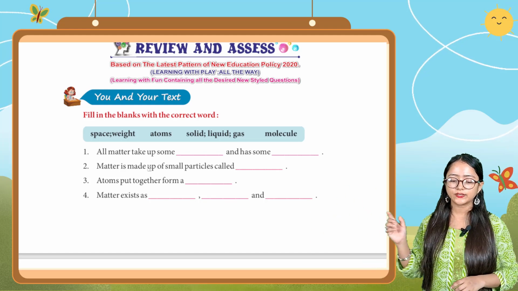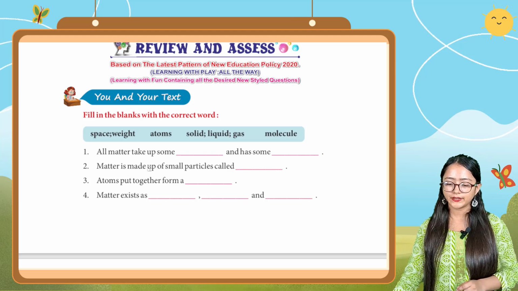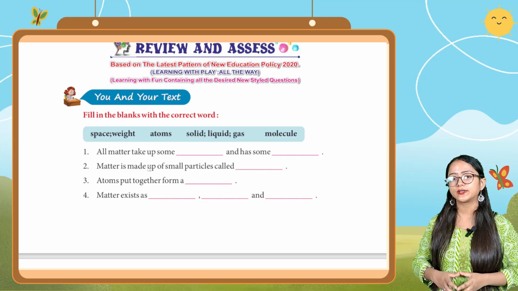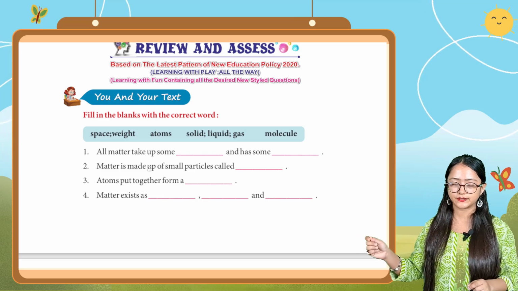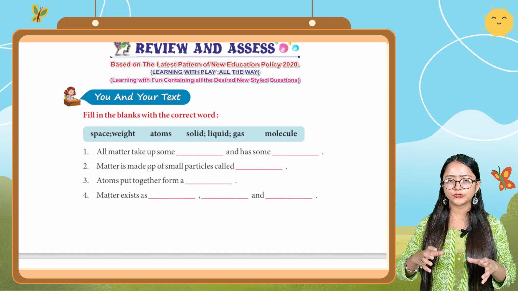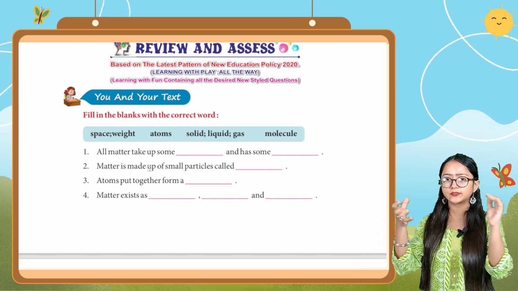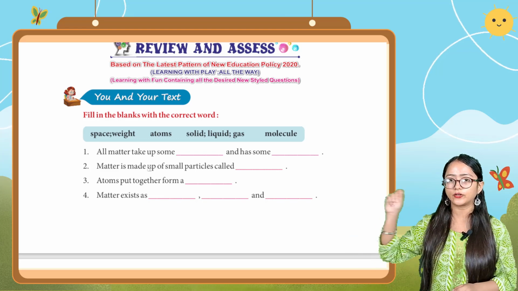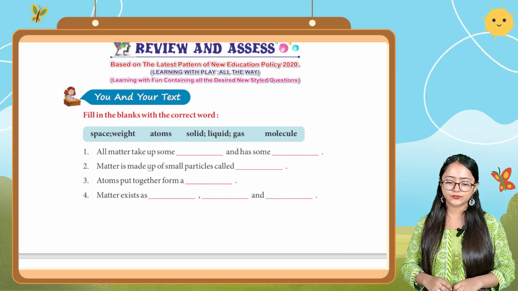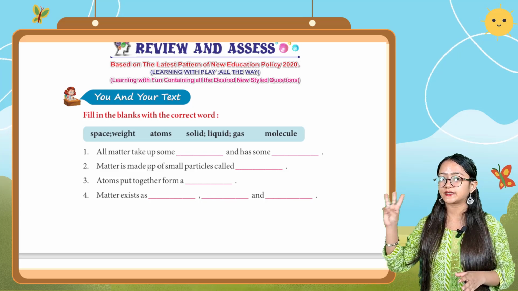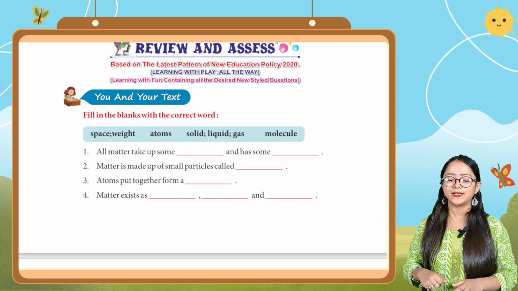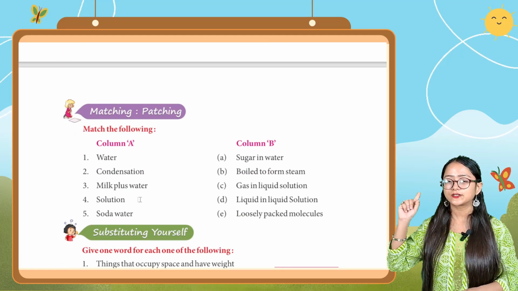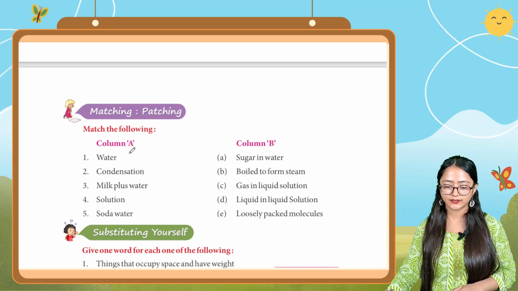Now the second one: matter is made up of small particles called dash. That is known as atoms, so you have to write atoms there. Next, atoms put together form a dash. That is a molecule, so you have to write molecule in this blank. Then the next one: matter exists as dash. It is in three forms: solid, liquid and gas. So you have to write solid, liquid and gas in the blank.